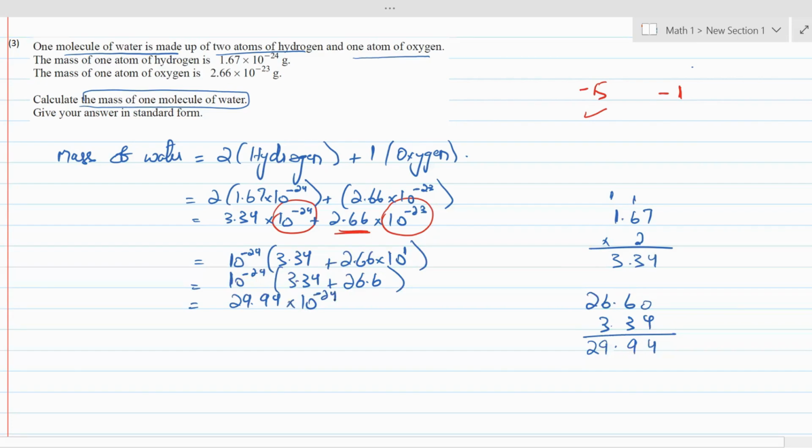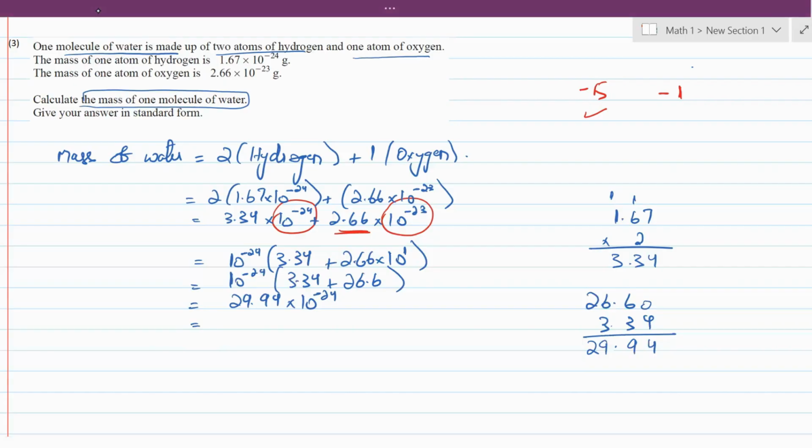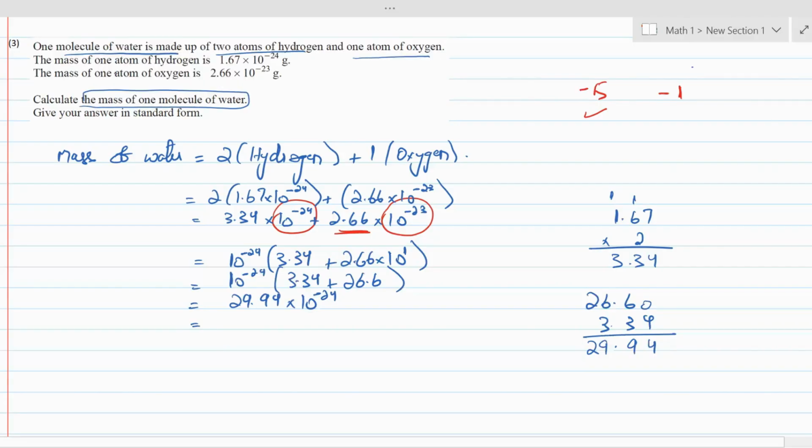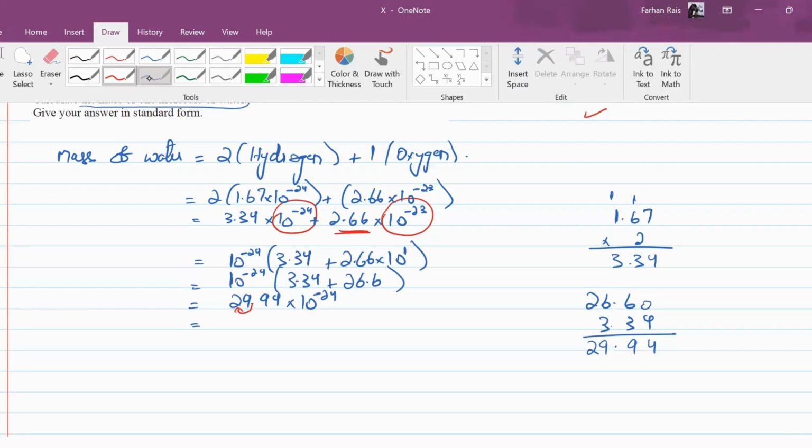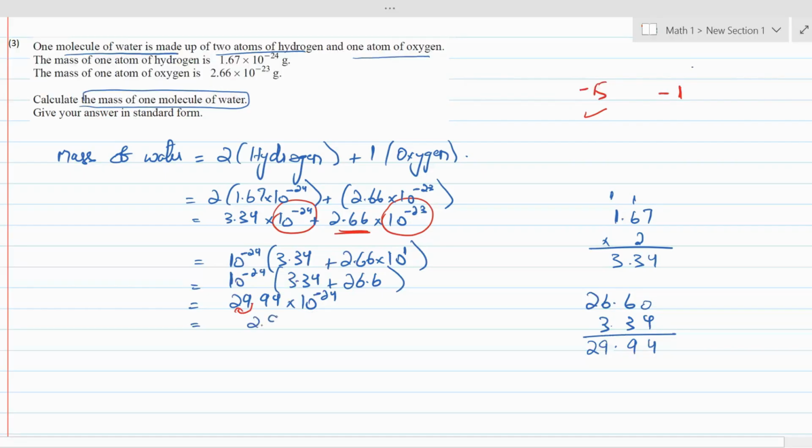Now here 29.94 is not the standard form, so we'll make it the standard form by moving the decimal towards the left. So this would give us 2.994 into 10 to the power, since one decimal is moved towards the left, so 10 power 1 would be added. So minus 24 plus 1 would give us a minus 23. So this ends the question here. Let's move on.